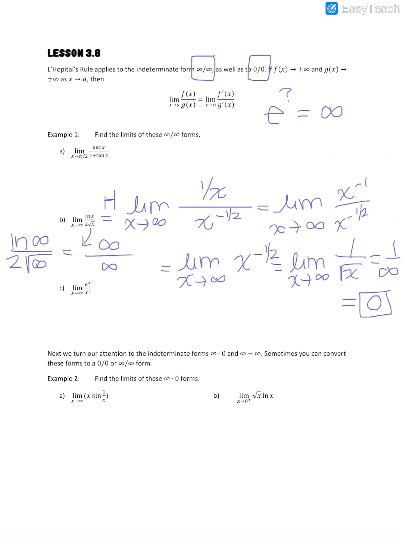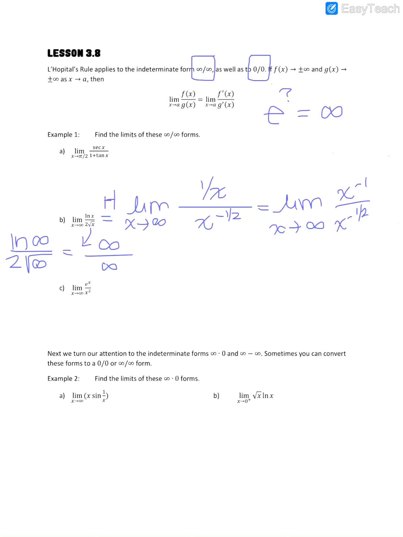All right, let's go to C. On C, we're going to plug in our infinity. So we have e to the infinity over infinity squared. That's just infinity over infinity. So now we have our indeterminate form where we can use L'Hopital's rule. So let's do that. We have the limit as x approaches infinity. The derivative of e to the x is e to the x. The derivative of x squared is 2x.